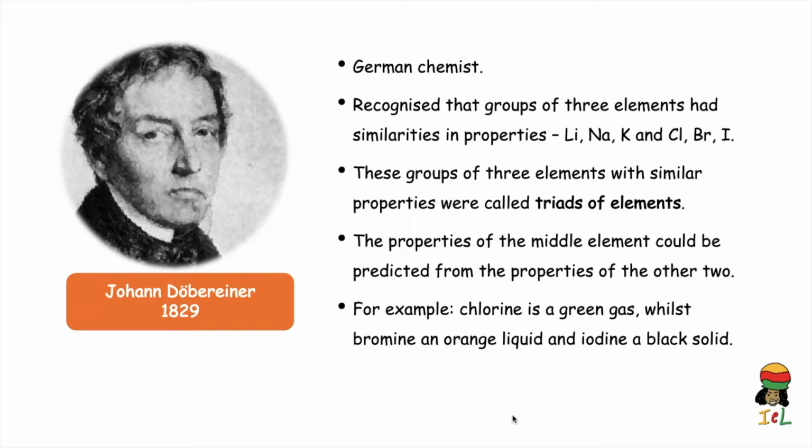Döbereiner was able to predict the property of the central element from the other two properties in the triad. For example, bromine occurred between chlorine and iodine. He knew that chlorine was a gas and iodine was a solid, therefore bromine would be a liquid. And in fact, bromine is a reddish-brown colored liquid.